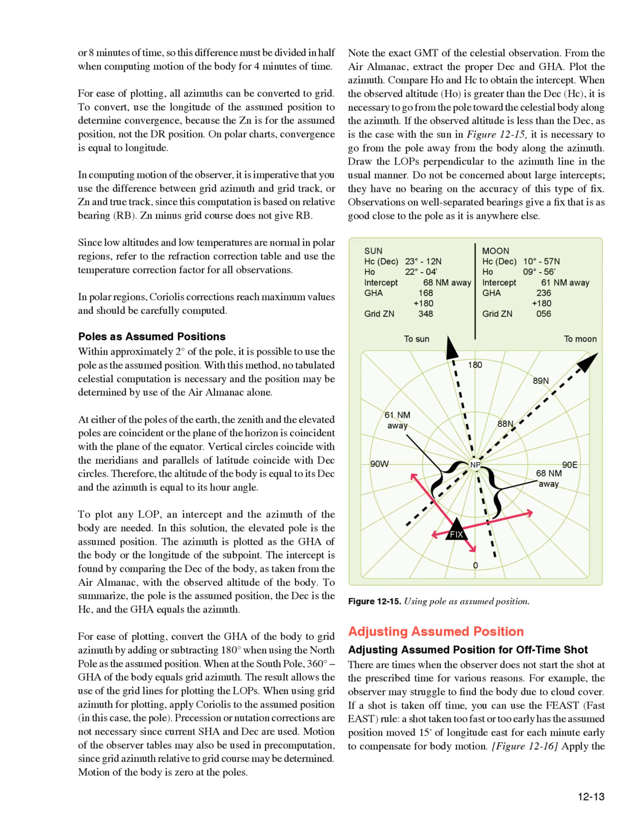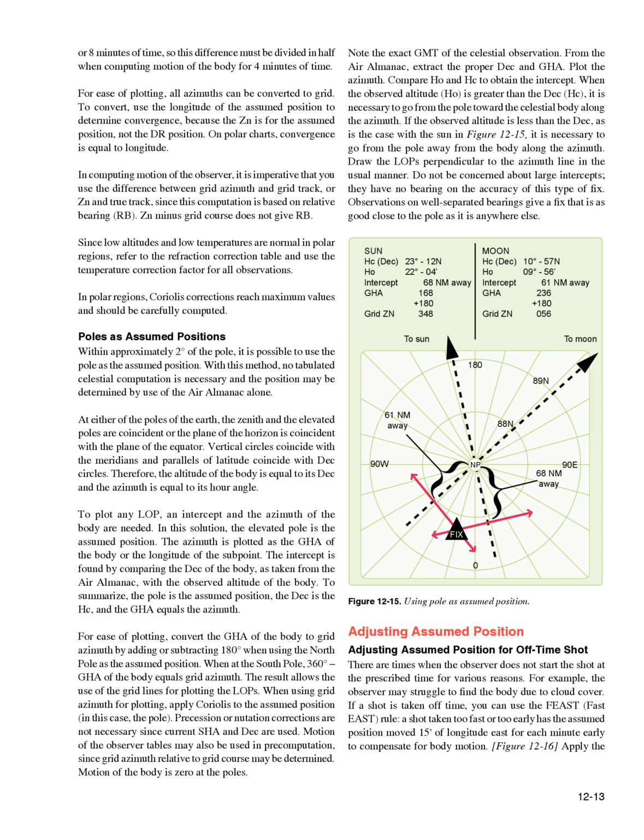Second, the difference between successive tabulated Hc is for 2 degrees of LHA, or 8 minutes of time, so this difference must be divided in half when computing motion of the body for 4 minutes of time. For ease of plotting, all azimuths can be converted to grid. To convert, use the longitude of the assumed position to determine convergence, because the Zn is for the assumed position, not the DR position. On polar charts, convergence is equal to longitude.